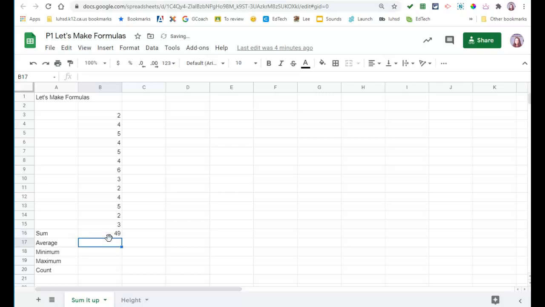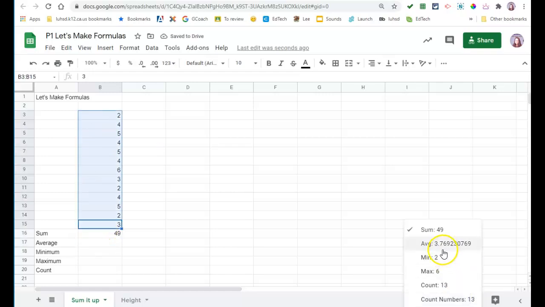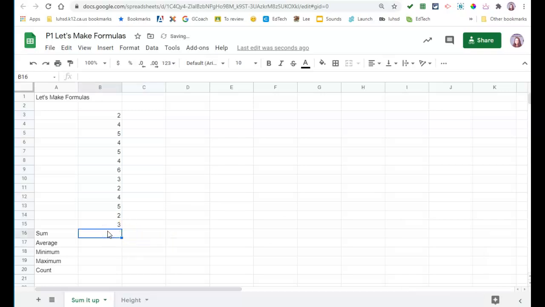Okay, so I can just type 49. Oh, I can also click this and find out that the average is 3.76, the minimum is 2, the max is 3, and there's a total of 13 numbers. Okay, I don't want you to do that. We're actually going to write a formula to calculate the sum.